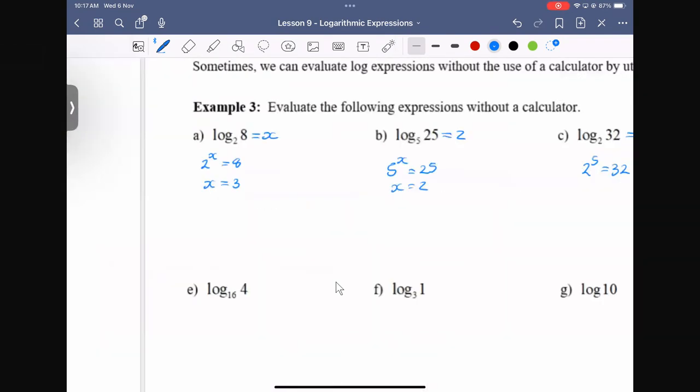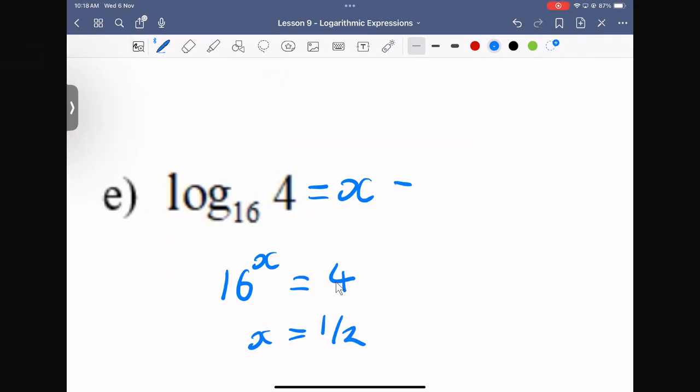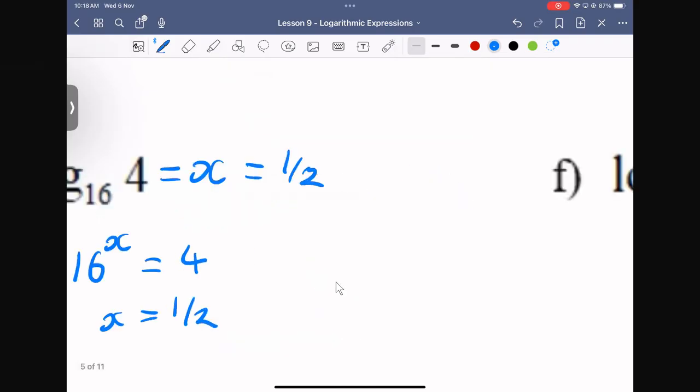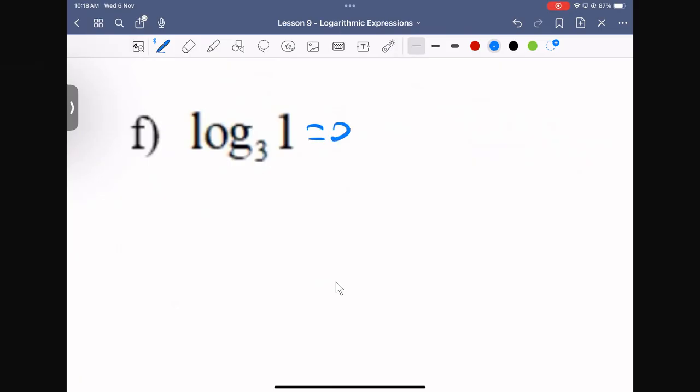What do we raise 16 by in order to get 4? Carlos? A half. Let me do this the long way. So if we set this equal to x, we're asking, what do we raise 16 by in order to get 4? We square root it. What do we raise 3 by in order to get 1? 0.